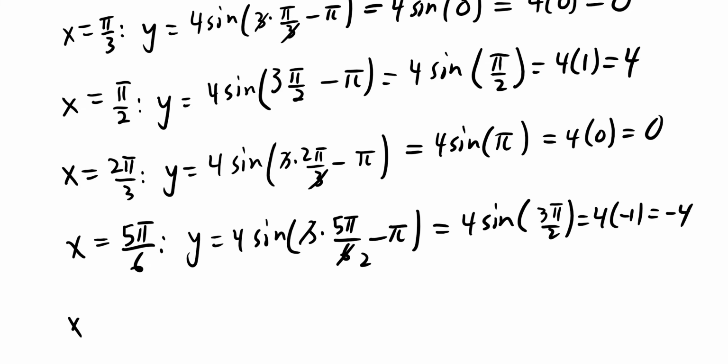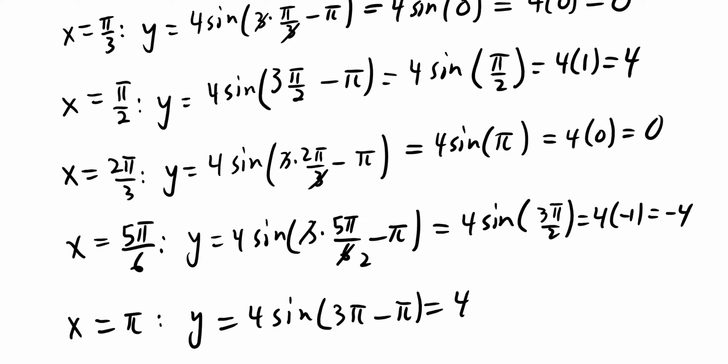One last value, x equals pi. Y would be 4 sine (3 times pi, 3 pi minus pi). So 4 sine 2 pi. Sine 2 pi is 0. So 4 times 0, we're getting 0. So I got the 5 points, their corresponding x and y values are given there.